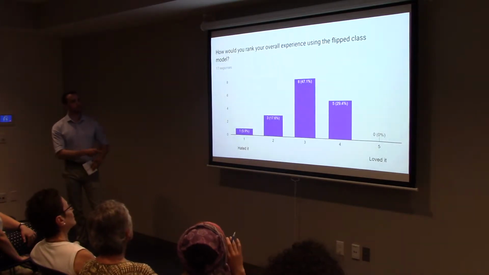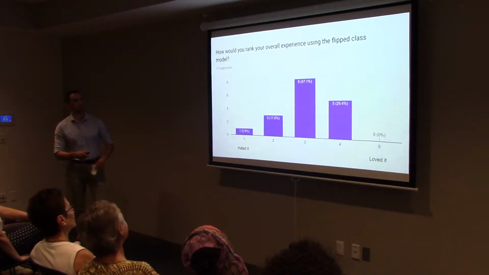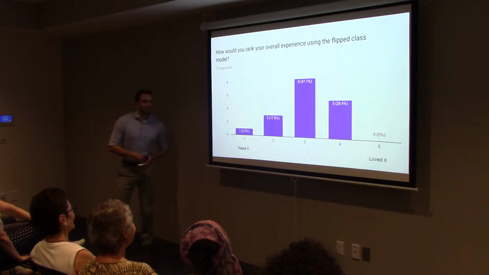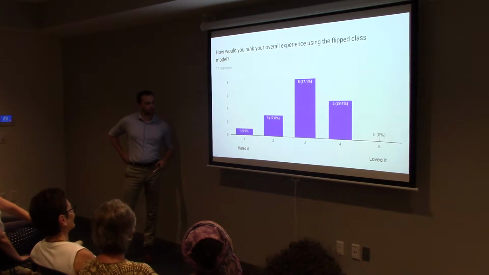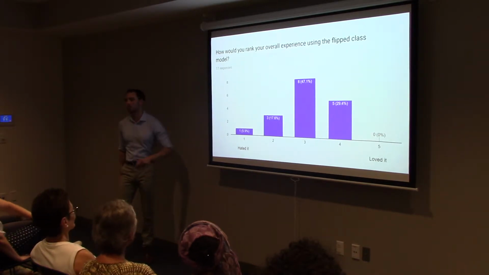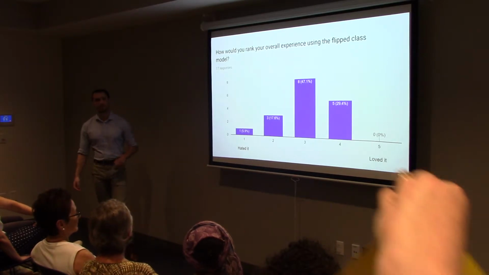Okay. I also asked my students to rank their overall experience using the flipped class. Loved it. Yeah, so I had one student hate it. No one loved it. The mean score here was a 3, so I'll call that a lukewarm response.